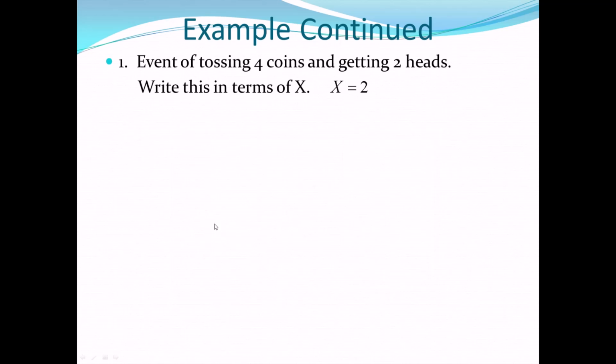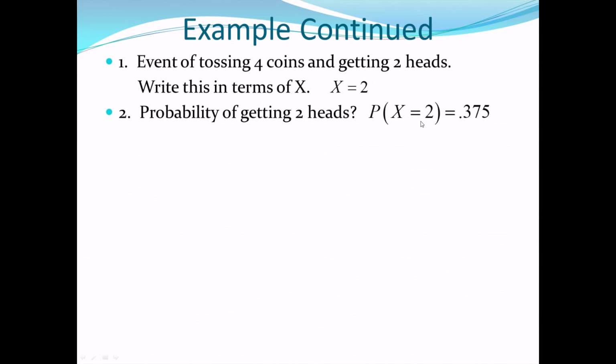All right, so the event of tossing 4 coins and getting 2 heads, write this in terms of x. Okay, x equals 2. What's the probability that x equals 2? All right, remember from the table, that was 0.375. That was our biggest probability in the middle.